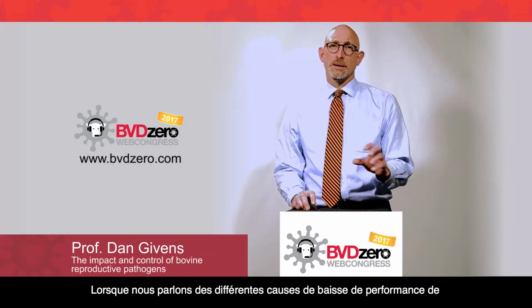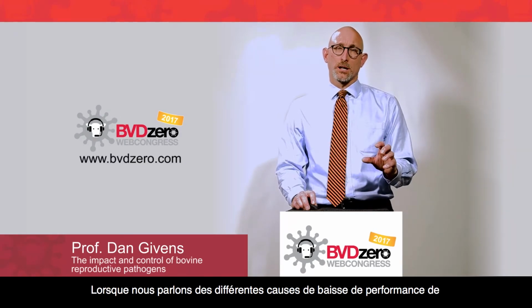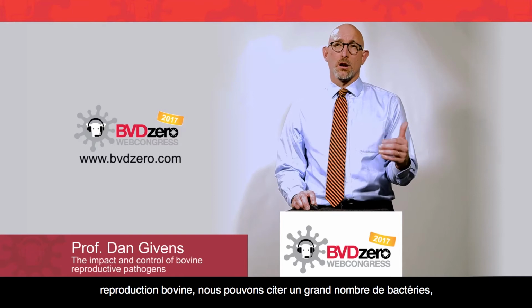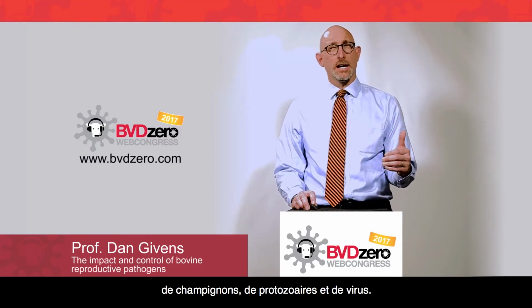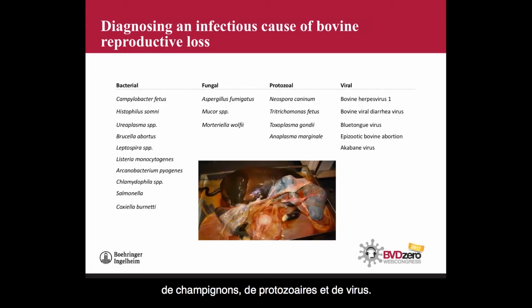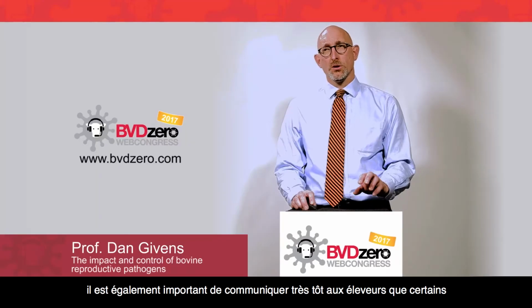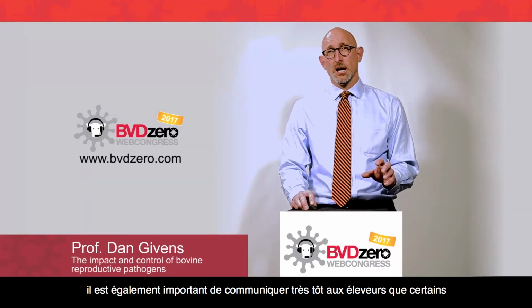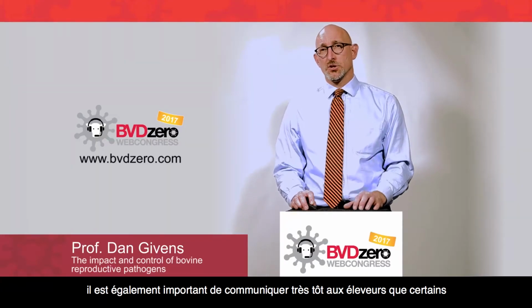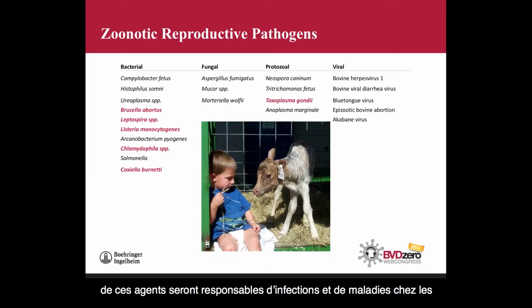As we talk about the different causes of bovine reproductive loss, we can list out a large number of bacteria, fungi, protozoal, and viral agents. It simply helps us to go in with a full list of potential diagnoses as we consider this issue. It's also important to communicate to producers early on that some of these agents are zoonotic, meaning that they will cause infection and disease in people.